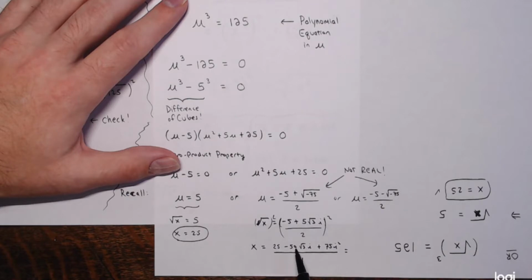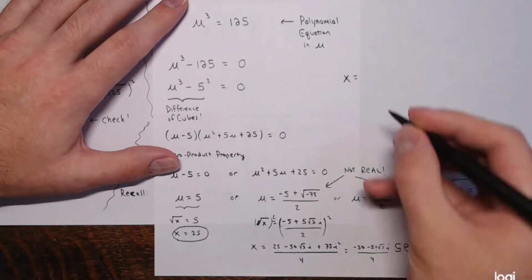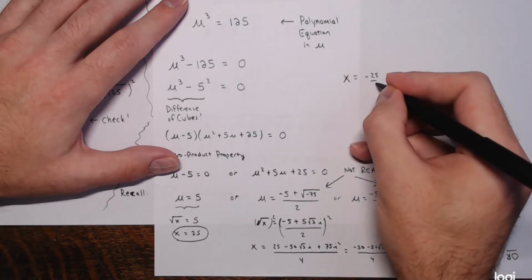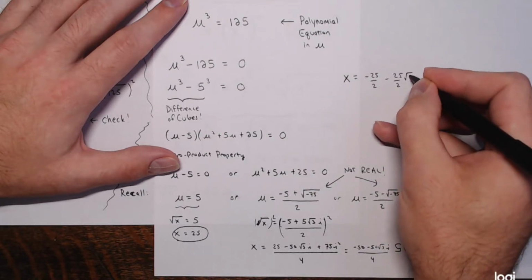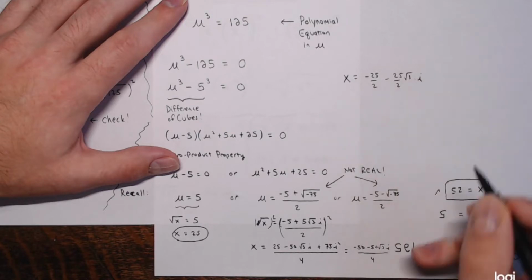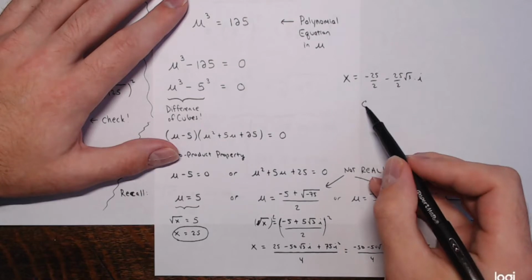So 25 minus 75, that'd be negative 50. And then minus 50 times the square root of 3 times i, and then divided by 4. And if we divide each of these by 4, so one possible solution is negative 25 halves minus 25 halves times the square root of 3 times i, right, if I write it in standard form for a complex number. Now I'm going to check this.